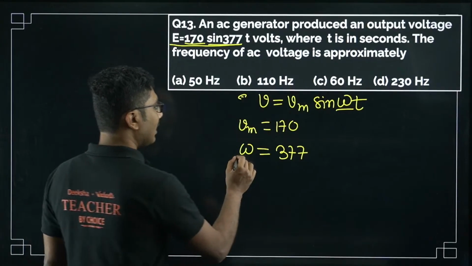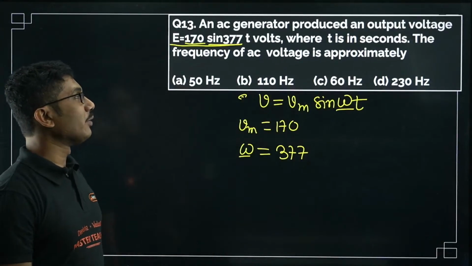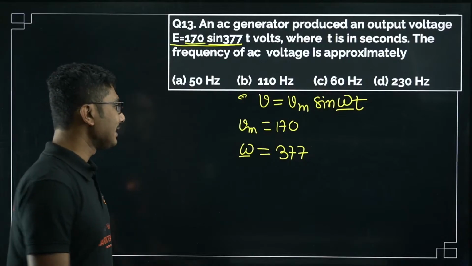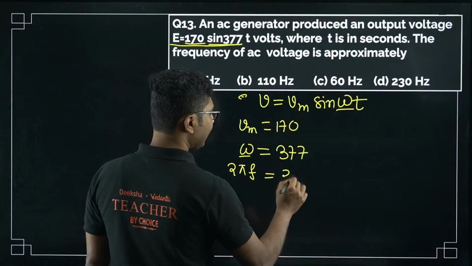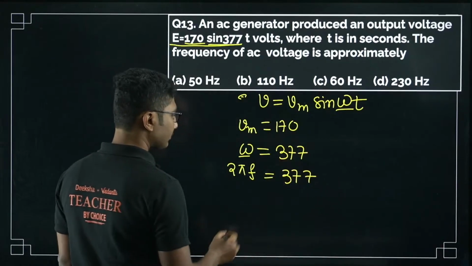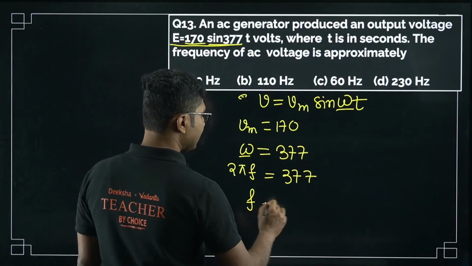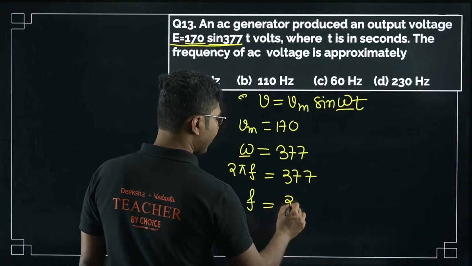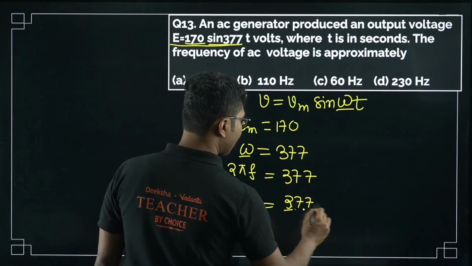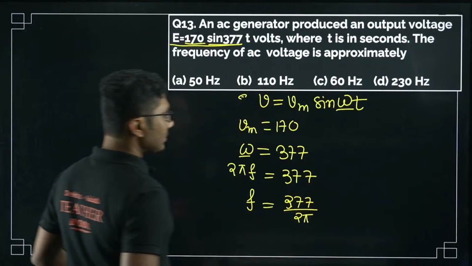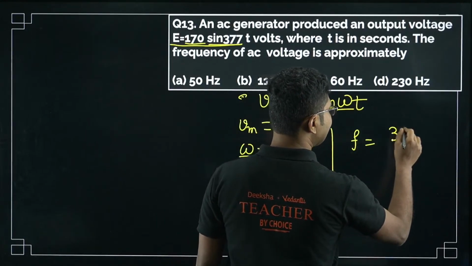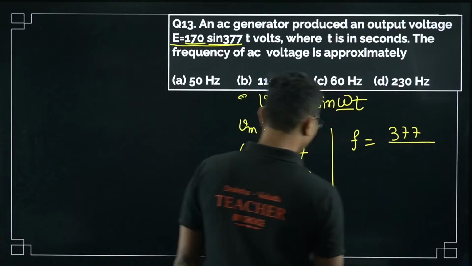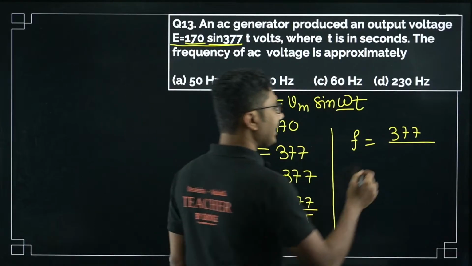Now what is the relationship between omega and frequency? Omega is basically 2 pi f, right? That is 377. So f is basically 377 divided by 2 pi, which means 6.28.